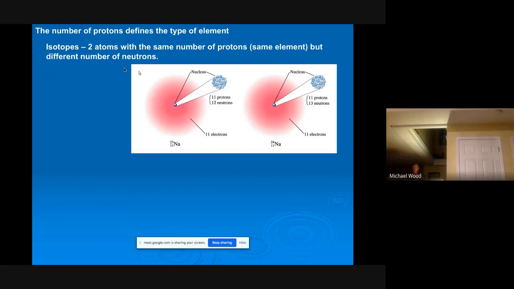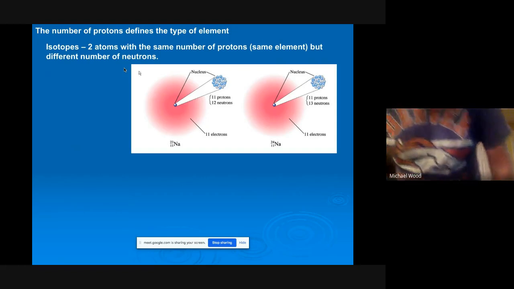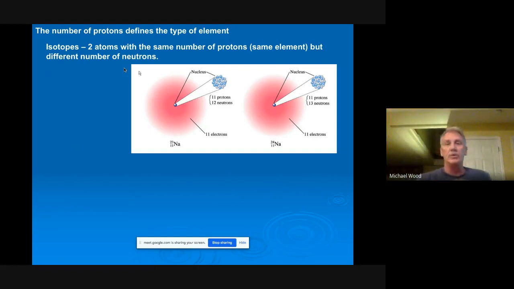Okay, I'm back with my whiteboard. I'm going to use this a little bit here. But an isotope is something we learned in first year chem. Like it says at the top, the number of protons defines the type of element. So the number of protons is the atomic number, and the atomic number is the license plate of an element, and that's how you determine that.